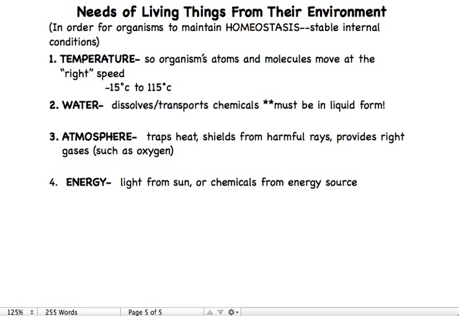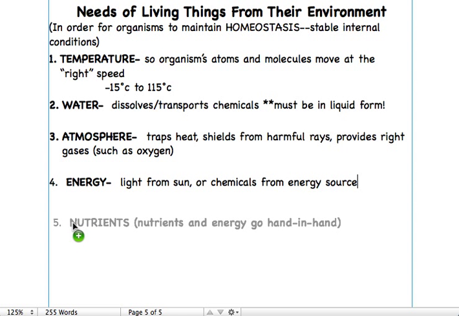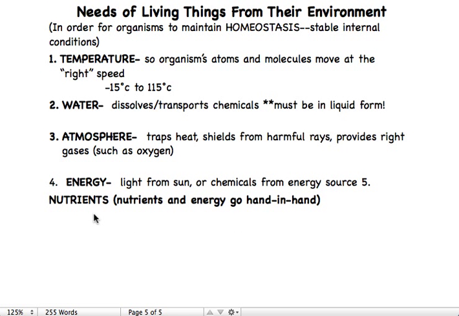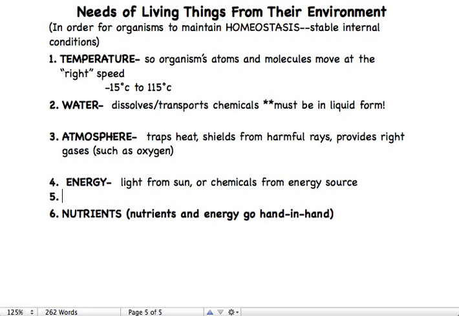And last but not least, and this goes hand in hand with energy, is nutrients. Without an intake of nutrients, you wouldn't have energy, right? And living things would not have energy to perform the necessary things to stay alive, like reproduce, move, grow, and develop. Okay, so let's review that again.